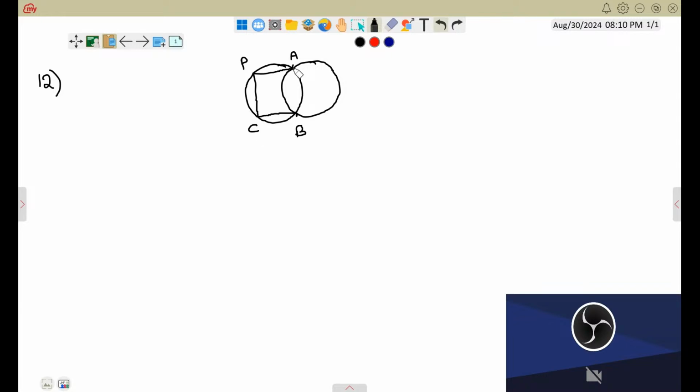Yesterday I explained what a cyclic quadrilateral is. If a circle passes through all four vertices of a quadrilateral, we call it a cyclic quadrilateral. Another cyclic quadrilateral is also there, which is ABDE. A, B, D and E.